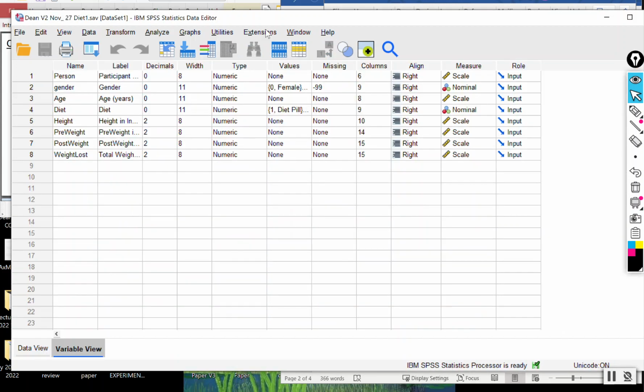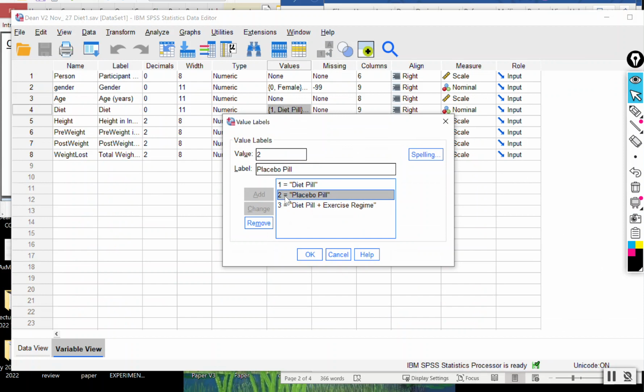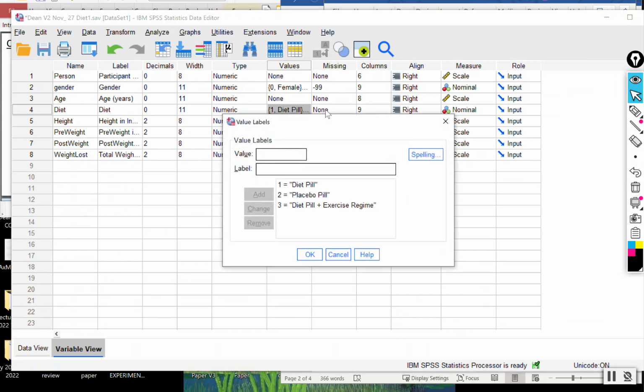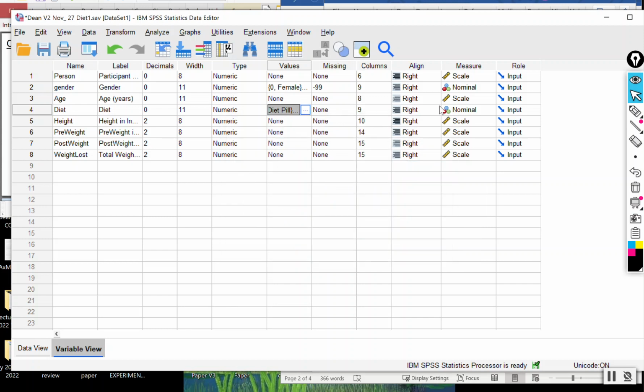In Variable View, you can verify this right here. If you look at the diet condition, you have these 3 conditions right here, and they've been designated for you, and it's nominal, right? It's not scale, it's nominal. And our weight loss variable is on scale, so it's continuous.